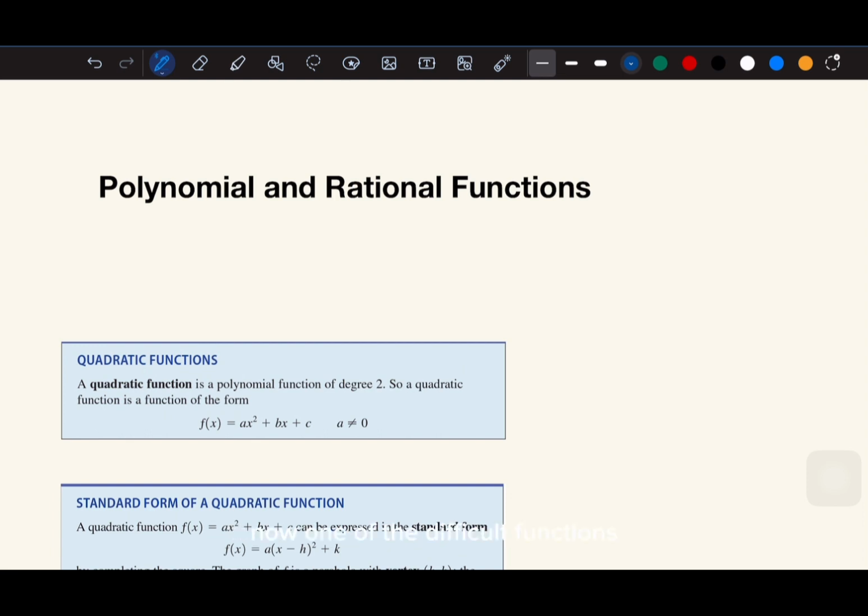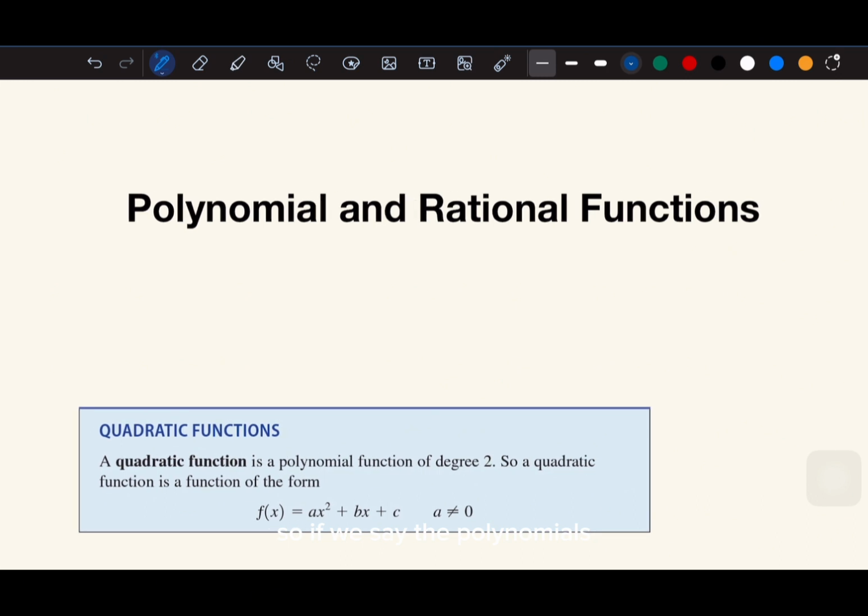Now, one of the typical functions is what we call polynomial and rational functions. But we're starting with polynomial functions. So, polynomial: poly means a lot, and nomial means the number. Which means that, let me write here.